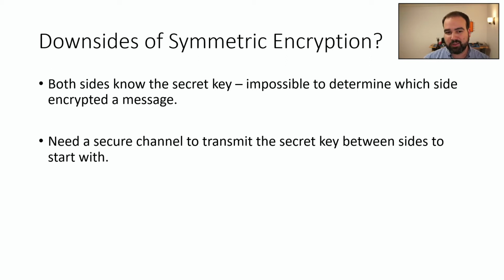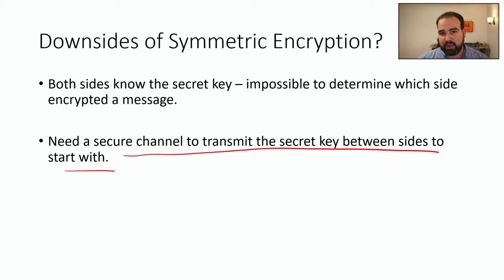The other obvious thing is you need a secure channel to transmit that key in the first place. So we need a way to transmit the key because both sides need to have the key. If you had a secure channel already, then presumably you have some form of encryption or security set up. So that's the two main downsides of it.